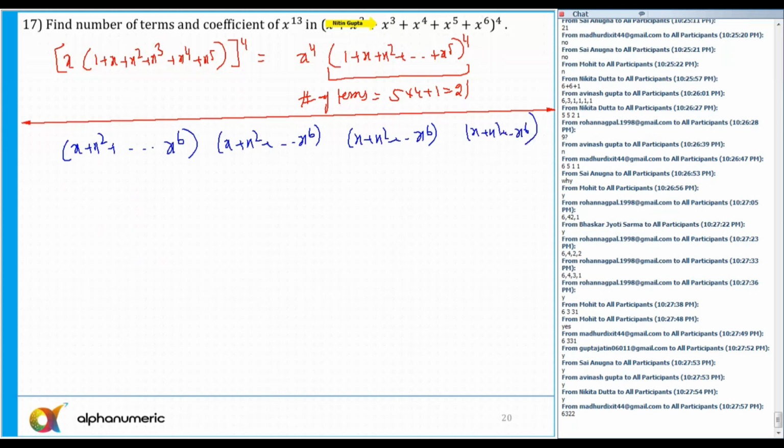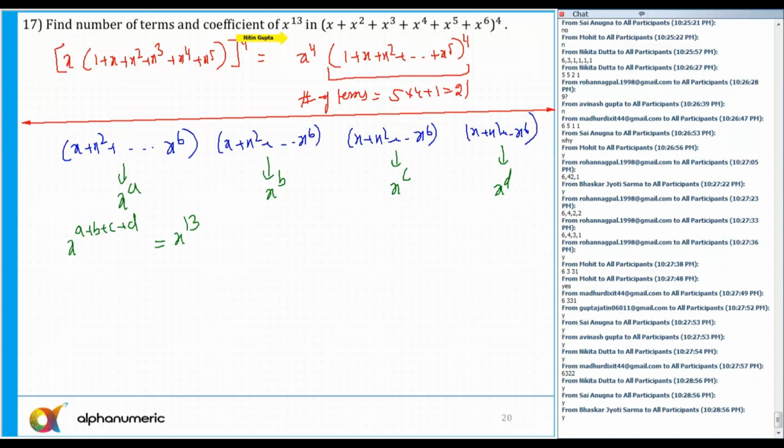So I can take here, from the first bracket, I am taking power of x as a. From the second bracket, I am taking power of x as b, from the third bracket, power of x as c, and from the fourth bracket, power of x as d. If I multiply this, I'll get x raised to power a plus b plus c plus d. And this should be equal to x raised to power 13 because I need to find the coefficient of x raised to power 13. Isn't it? Please tell me yes or no.